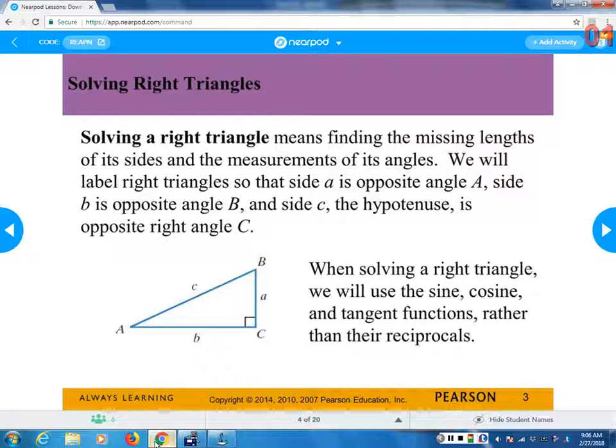Solving a right triangle means you're going to find the missing lengths of its sides and the measurements of its angles. They're labeling the angles capital A, B, and C, and the side opposite angle A would be small a. The length of the side opposite angle C would be small c, which is the hypotenuse. We're going to use sine, cosine, and tangent functions rather than their reciprocals. Why do we want to use sine, cosine, and tangent? Because that's what our calculator does.